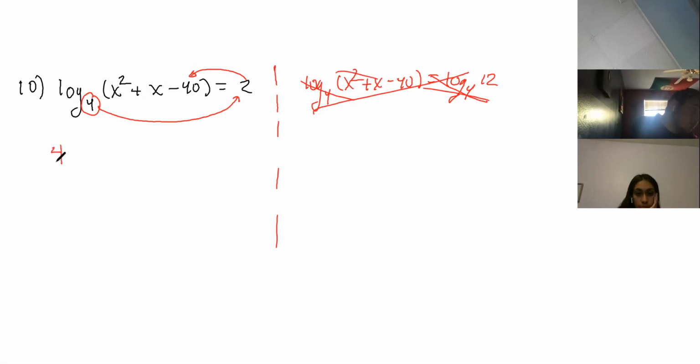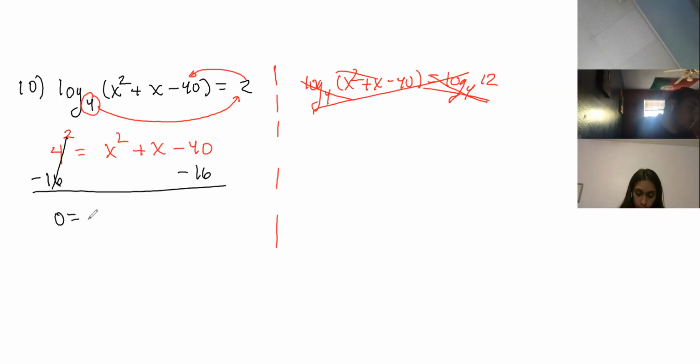Okay, so 4 raised to the second power equals x squared plus x minus 40. What would you do next? Wouldn't you move the 40 to the other side? So 4 squared is 16, so I'm going to subtract it over. 0 equals x squared plus x minus, what is that, 56? And then you would double bubble.